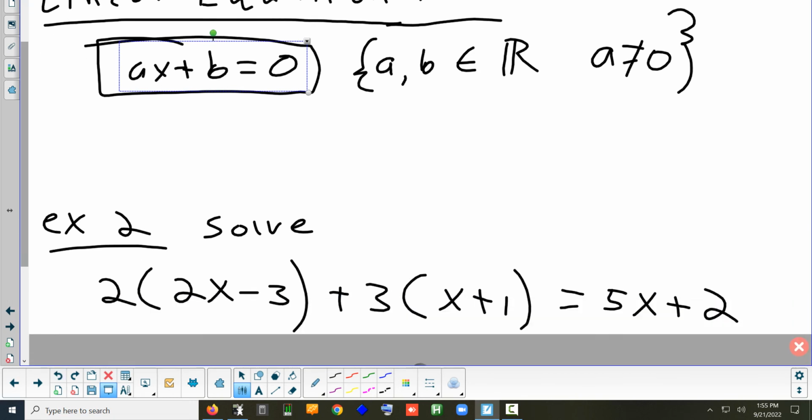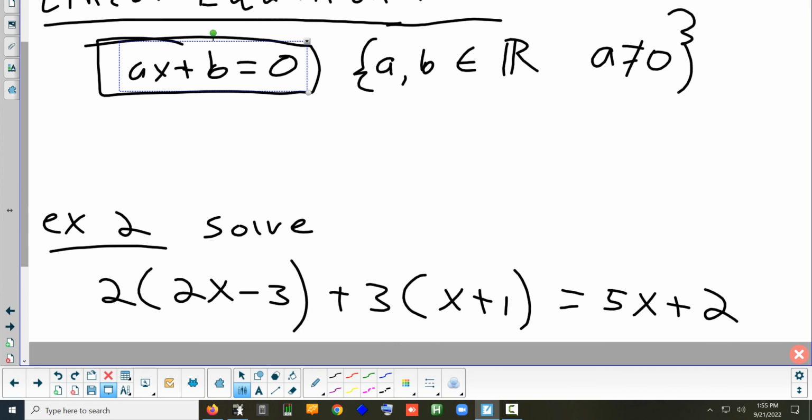So let's start to solve this. And let's see if it fits this pattern. It might not look like a linear equation. When you look at it, you say, well, that's got a lot more stuff in it than this one does up here. But if you can simplify it and distribute it and somehow turn it into that, then it is linear. So let's see.